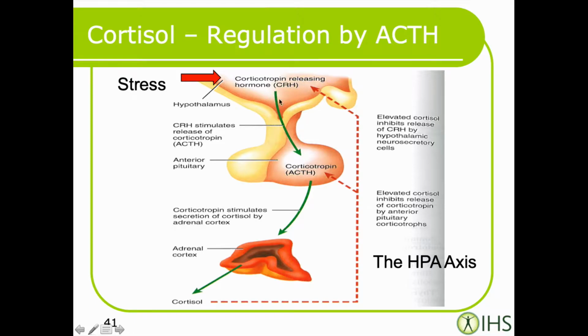There are a number of different things that can trigger the production of CRH. You have stress, and circadian rhythm also affects it, which we'll look at. Stress can include low plasma glucose. It can also include physical stress and obviously emotional stress as well.